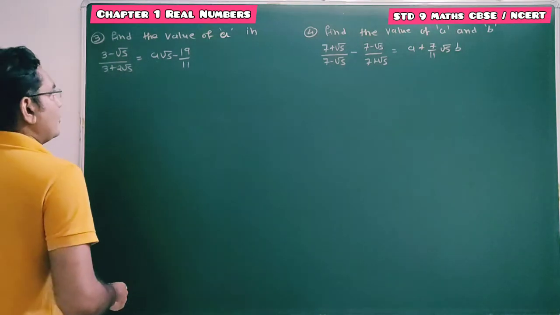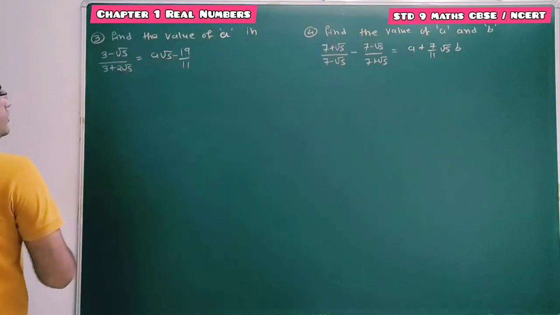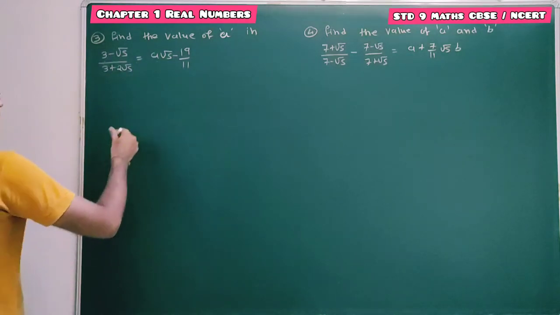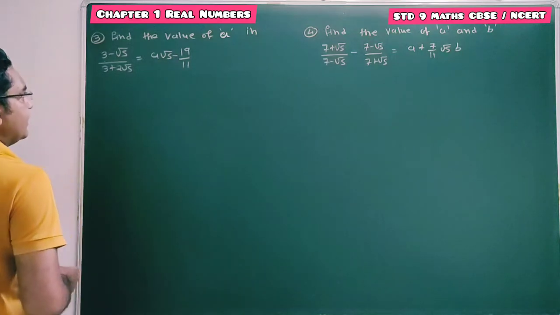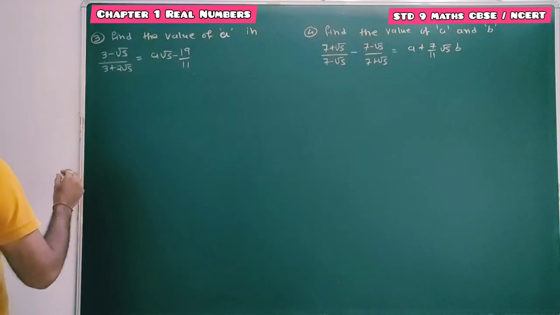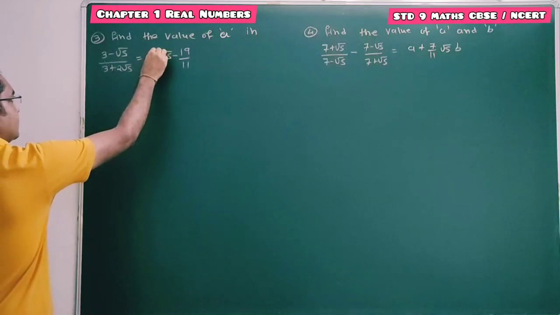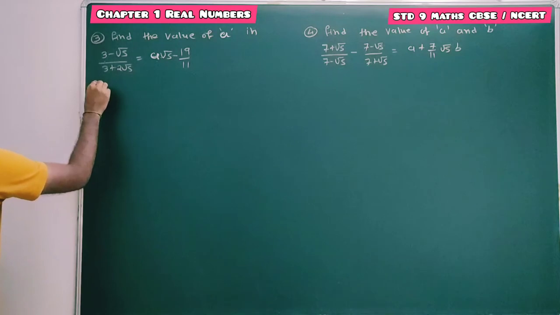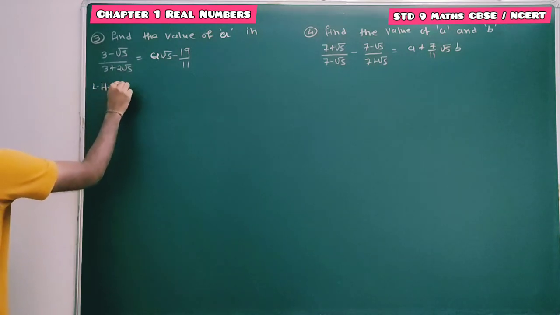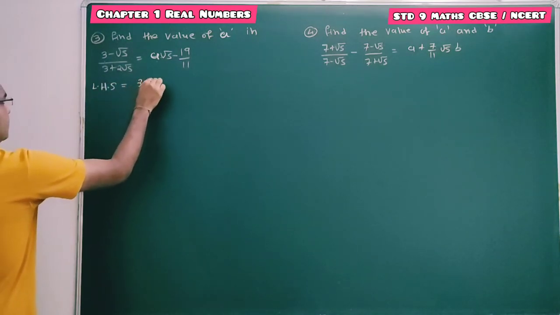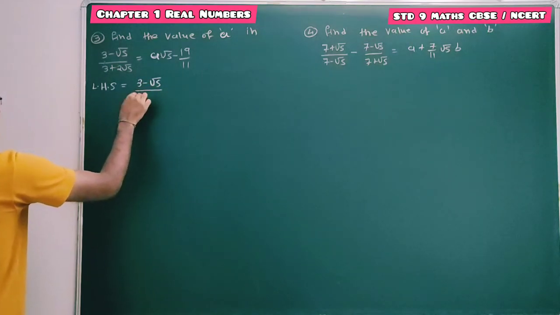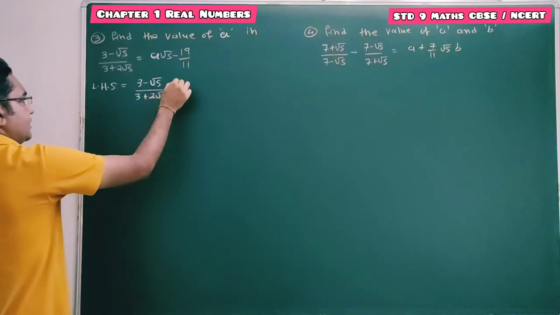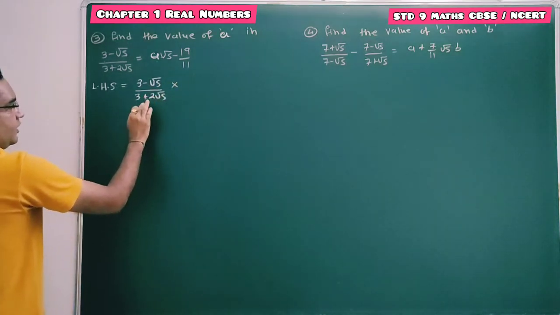Okay students. Now question number 3. Here you have to find the value of this a in 3 minus root 5 upon 3 plus 2 root 5 equal to a root 5 minus 19 by 11. Done. So how to solve this type of question? Here in this expression we have to find the value of this a. So let's start with this left hand side. So given left hand side is 3 minus root 5 upon 3 plus 2 root 5. Now here we are performing the rationalization of the denominator because the denominator is an irrational number.